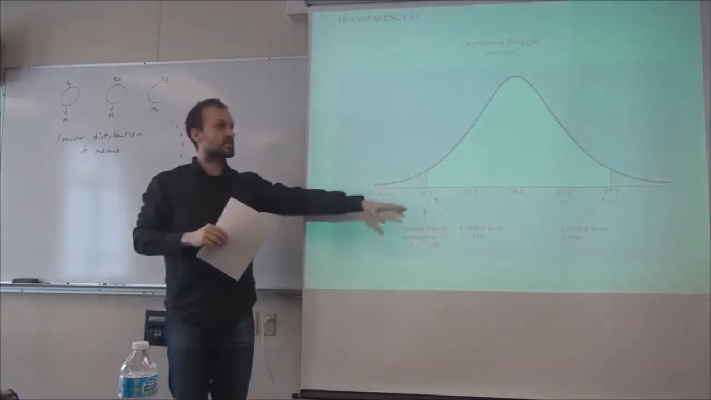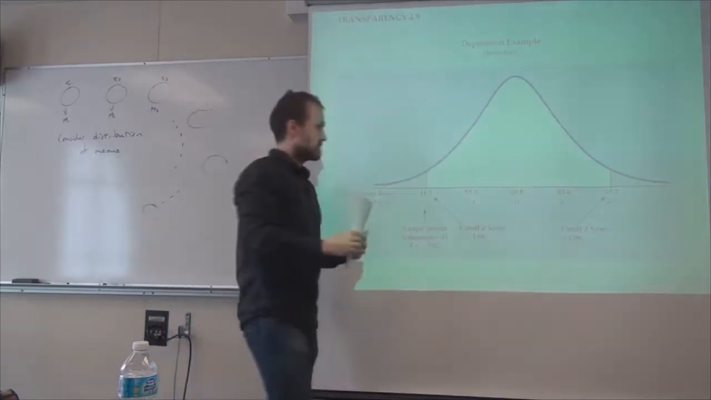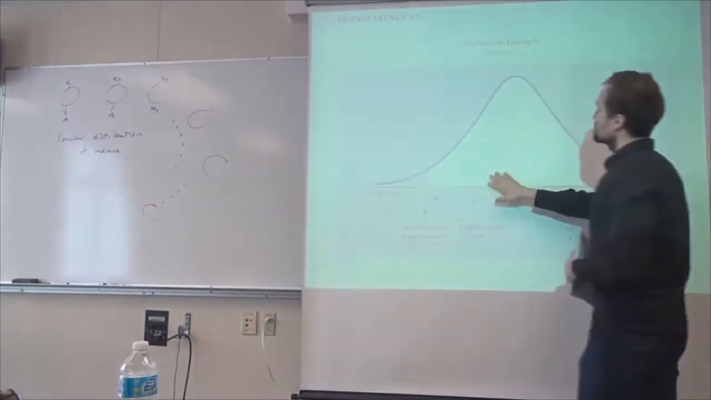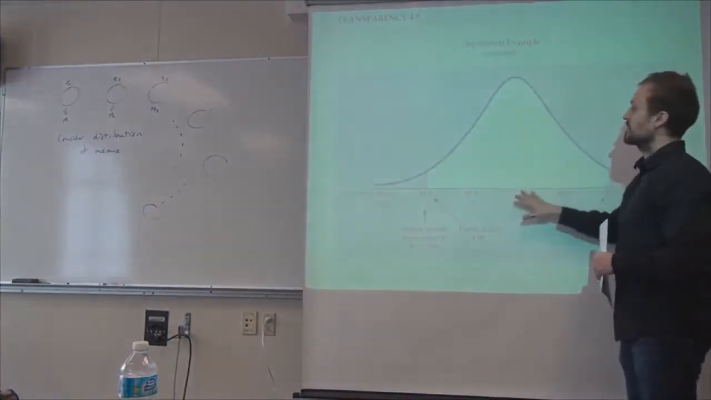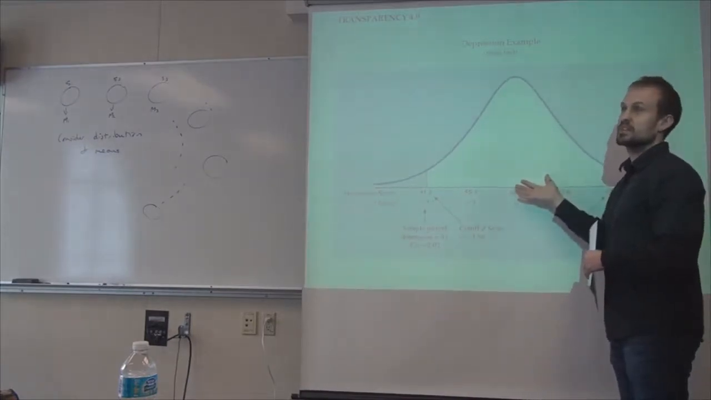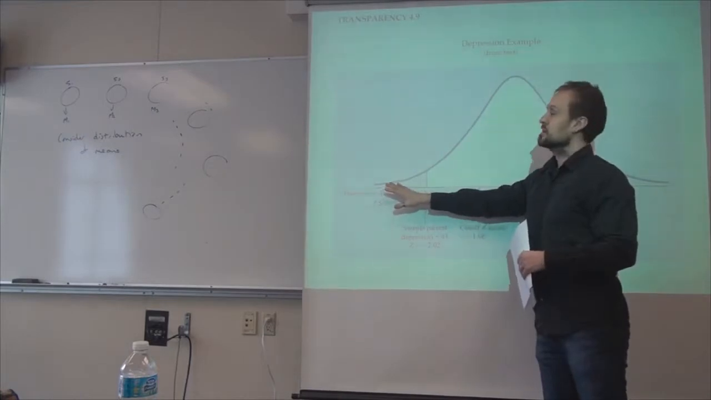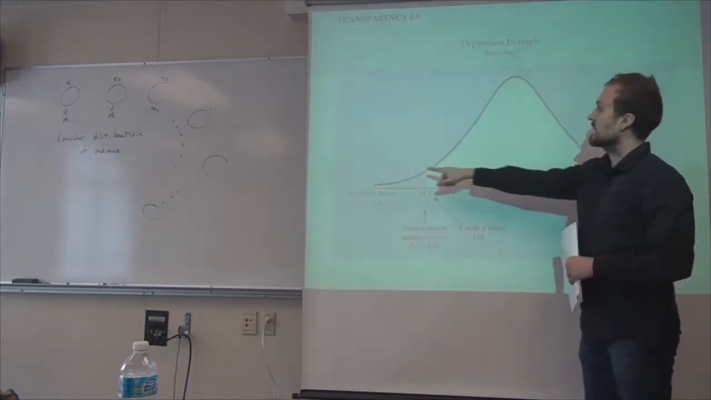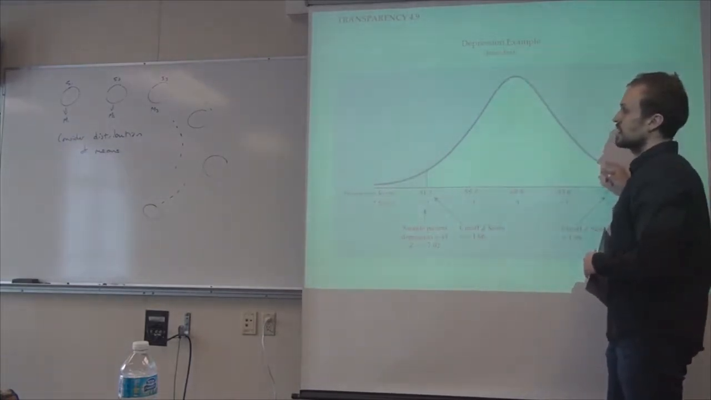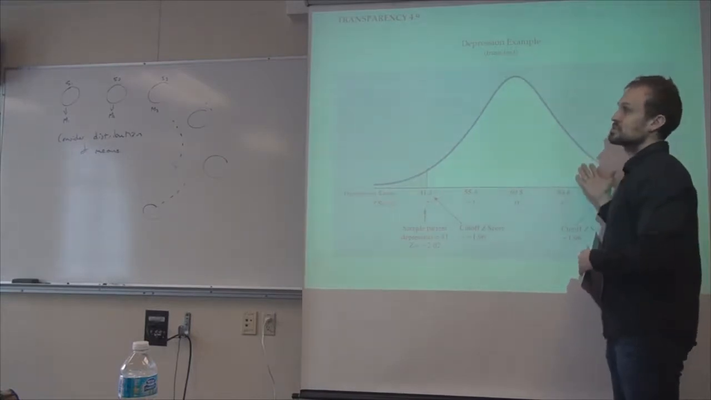Just like if I select individuals. Yeah. Individuals with scores in this area over here are likely to be selected. There are a lot of them, but some of them are more extreme. So in order for me to know that, I have to look at the distribution of all individuals.